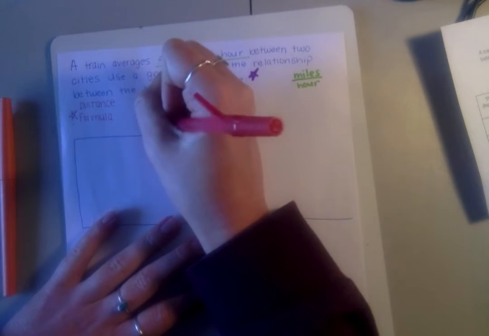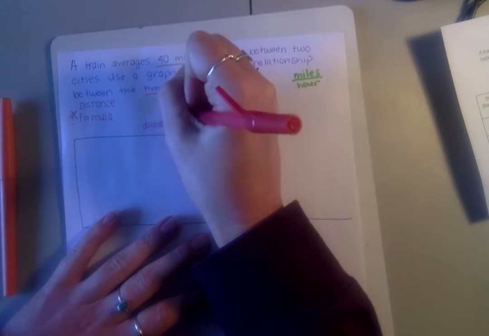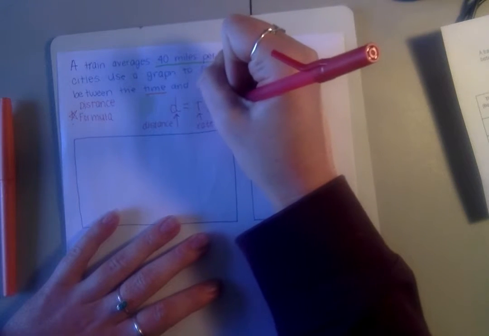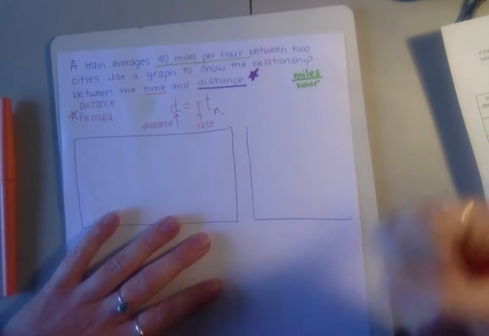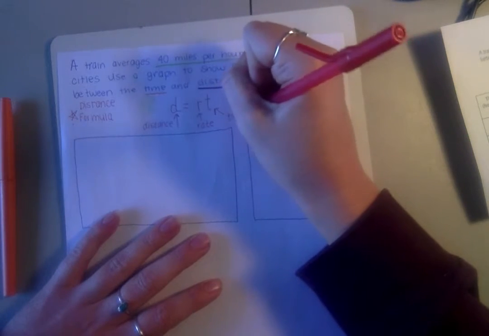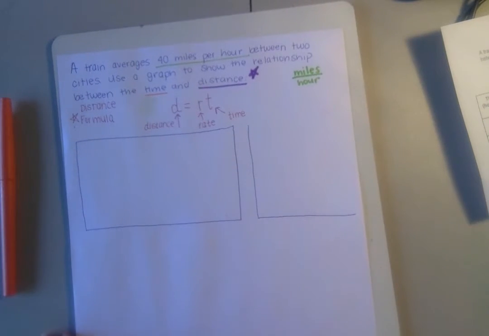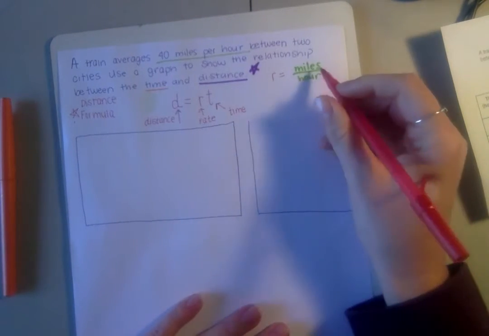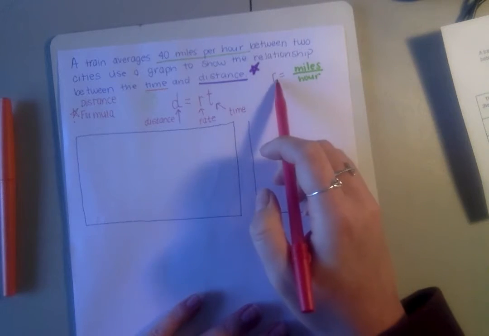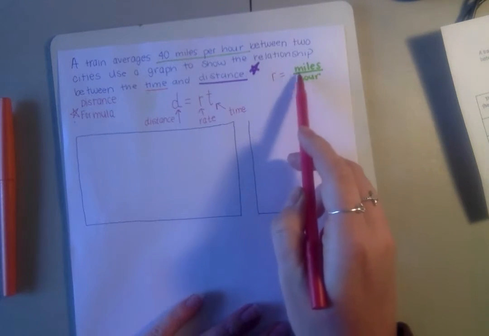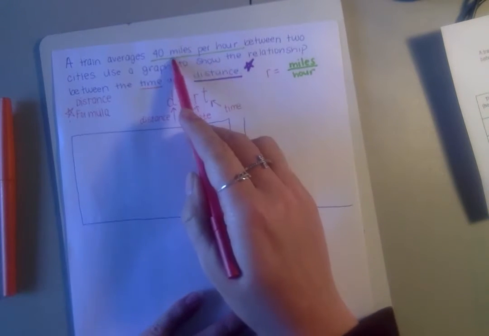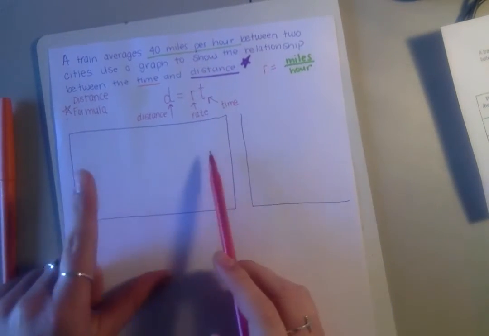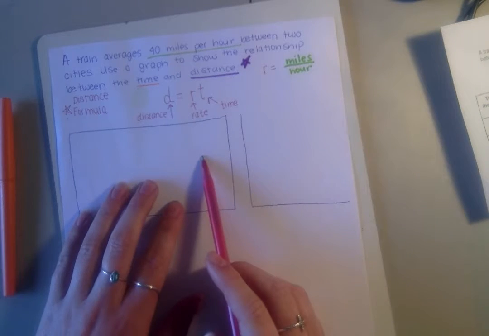So again, this d is going to represent distance. Your r is going to represent your rate. And this t, whatever seconds, hours, whatever time is being represented, this t is going to represent your time. Basically, your rate, your r, will always equal your miles per hour. Right now, my rate would equal 40 because I'm going 40 miles per hour. That could be any amount of hours. I don't know. So let's talk about how we can graph this relationship between my time and distance.